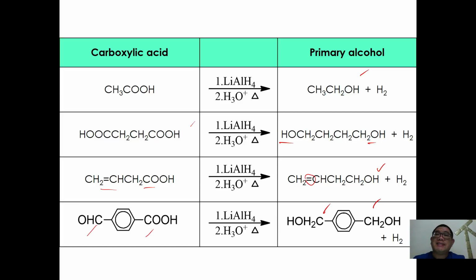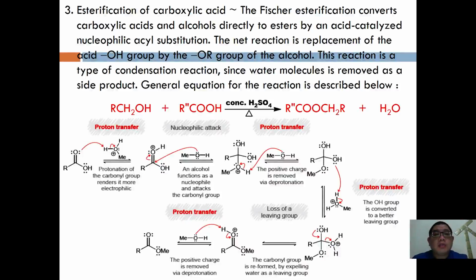Of course, these are just examples of the reactions. It may vary depending on the conditions. So this is the reduction reaction of carboxylic acid to become primary alcohol. The third reaction of carboxylic acid that we're going to see in here is esterification of carboxylic acid.